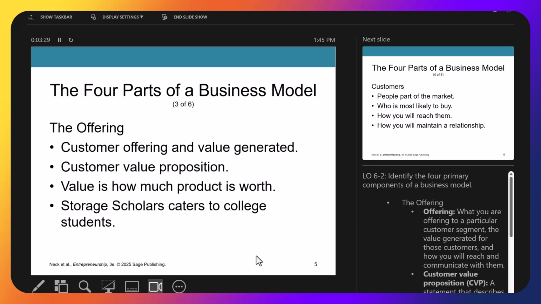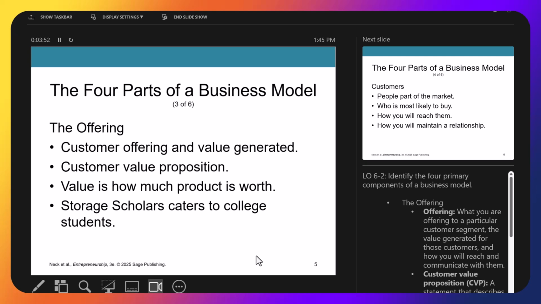So when we look at the four parts of the business model, we look at the offering. What are you offering to the customer? Is it something that's valued? Is it something that has value to them? When you talk about the customer value proposition, that's what that is. Does it have value to them, not you? What do they tell you? What does the customer say? Is it something that they value?